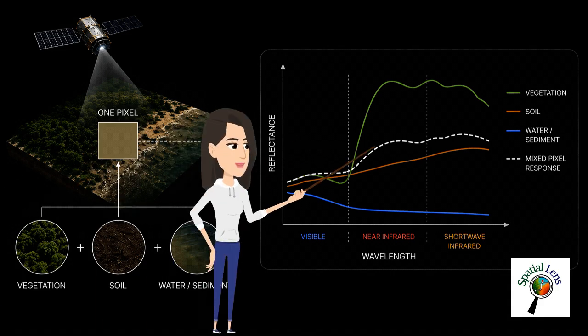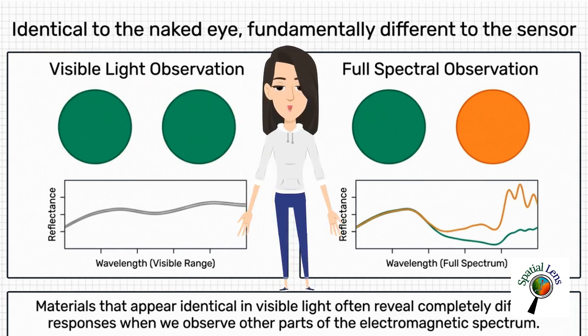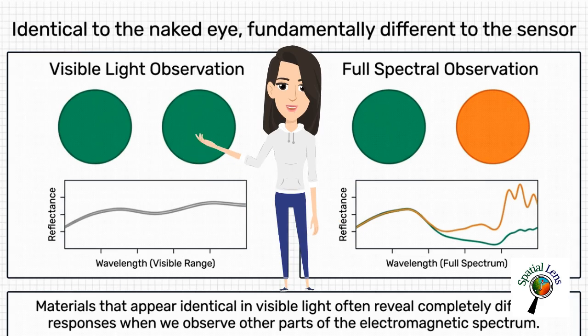There is also an important challenge called spectral mixing. A sensor pixel may contain more than one material, such as vegetation mixed with soil, or water mixed with sediment. In that case, the measured spectral response can represent a combination of the materials rather than the pure signature of a single surface. Even when two materials look similar in visible light, their responses can become very different when we observe other parts of the electromagnetic spectrum.